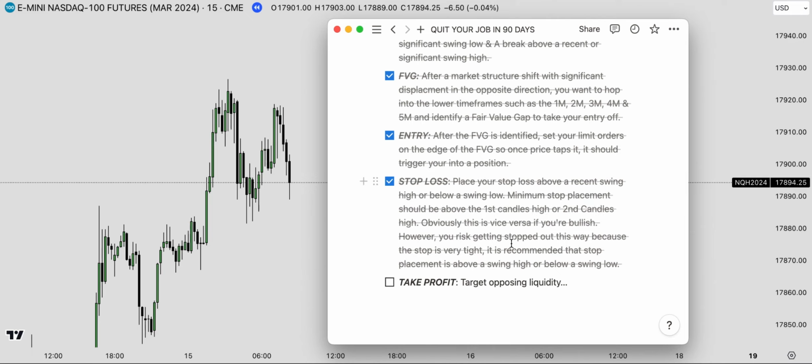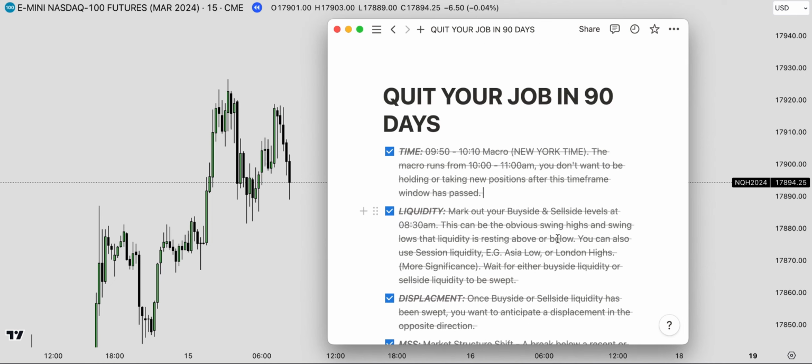And lastly, you want to target opposing liquidity. This is where your take profit will be at a sell side liquidity level or a buy side liquidity level. Okay, so now that we've gone over the trading plan, let's hop into the charts and go over some examples.